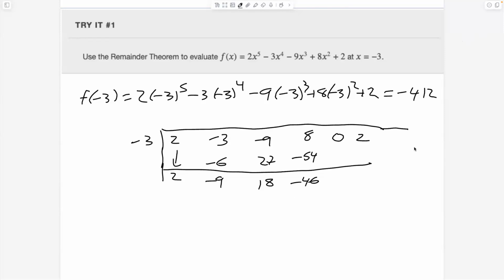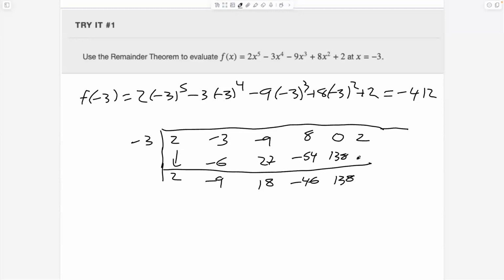Multiplying -3 times -46 is 138. Adding straight down, we get 138. -3 times 138 is -414. Adding straight down, your very last number here will always be your remainder, -412.